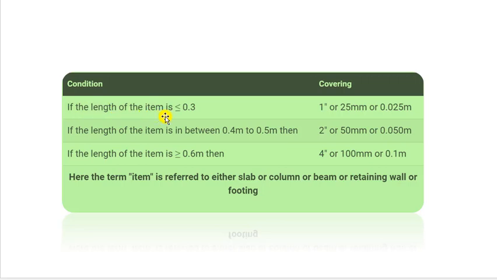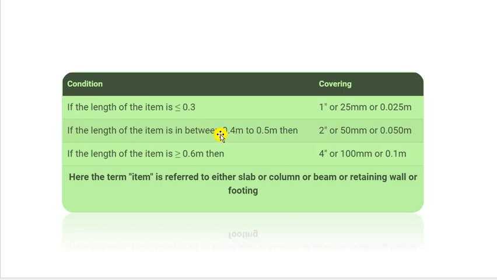So if the length of the beam, column, slab, footing, retaining wall, or any other RCC component is less than or equal to 0.3 meters, then we are supposed to provide a concrete cover of 1 inch or 25 mm or 0.025 meters. But if the length of the item is between 0.4 meter and 0.5 meter, then we need to provide a little bit more cover because the length is increasing. If the length of the component is increasing, then obviously we have to provide more concrete cover.